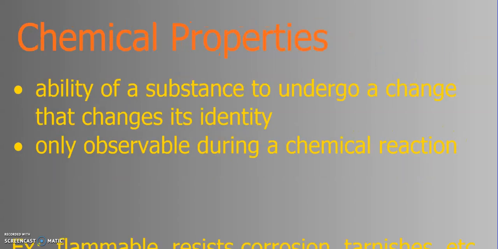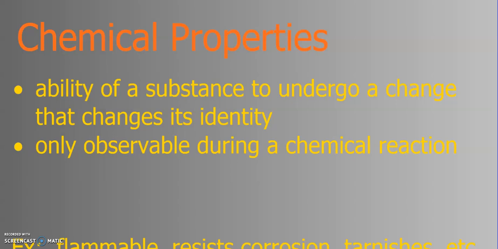So chemical properties are different. Chemical properties relate to the ability of a substance to undergo a change that changes its identity. So changing an identity is a chemical change. Physical change is not changing the identity. You can only see this in a chemical reaction. So these are harder to identify just by looking at something. You have to know more information, or you have to try the reaction.